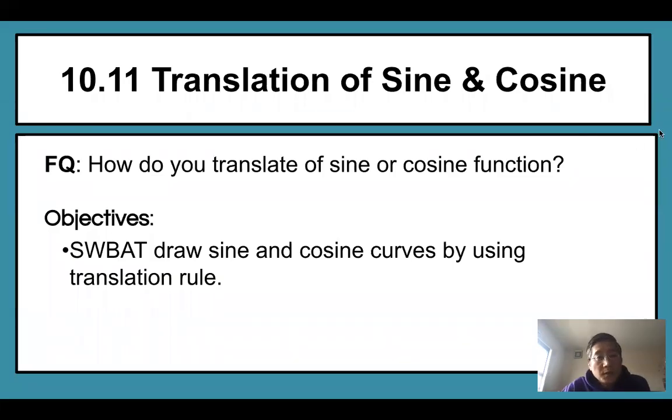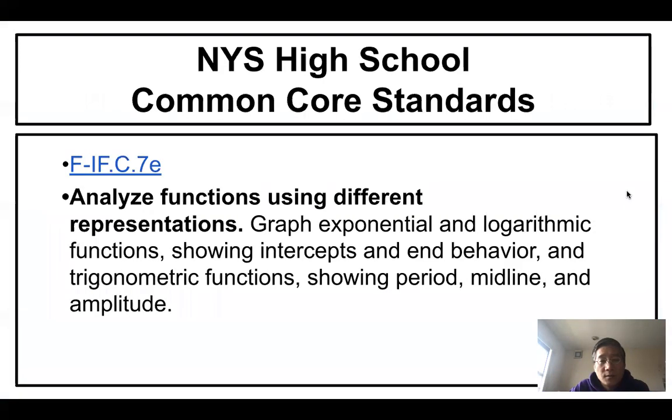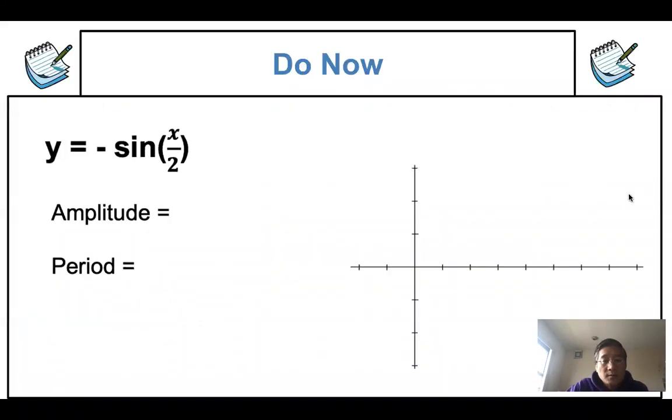Hello everyone. Today we are going to do 10.11, translation of sine and cosine. So we learned how to draw the graph of sine and cosine, but now we are going to translate them. So let's start with a simple sine curve. So now you have one equation: y equals negative sine of x over 2.